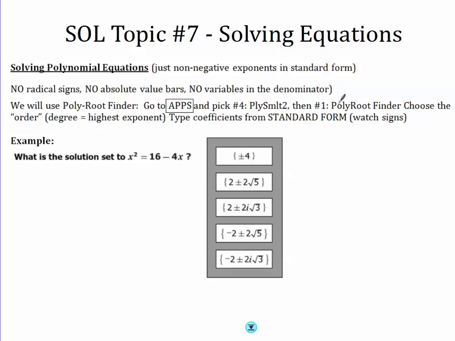When you go to solve a polynomial, the first thing you need to do is set it equal to 0. So I'm going to take this equation and add 4x to both sides and subtract 16 from both sides.